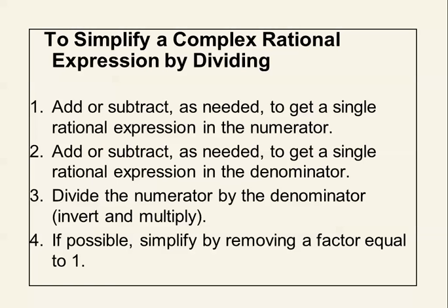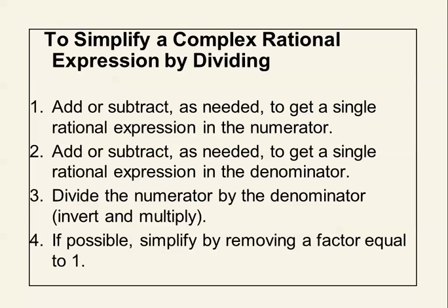So when we simplify it by dividing, what we need to do is get a single fraction or rational expression in the numerator and a single rational expression in the denominator, and then we know how to divide rational expressions, right? You keep the numerator the same and you flip the denominator and make it multiplication. And then we do all the simplifying we can, and then we're done. So let's look at a few examples of these.